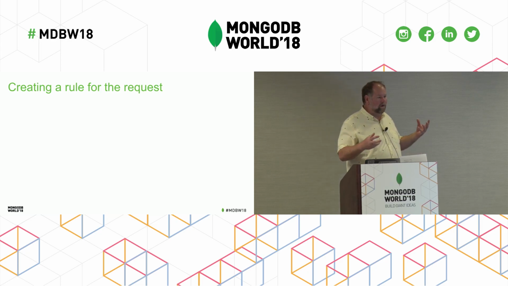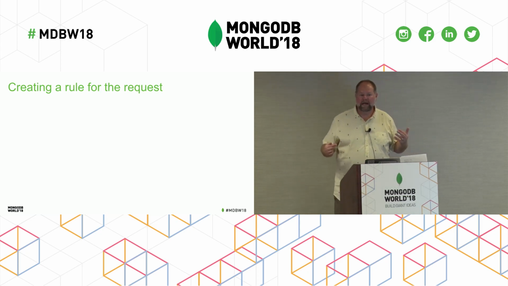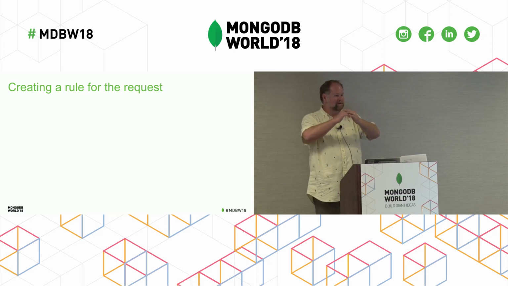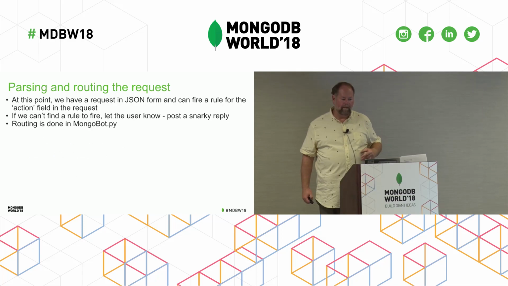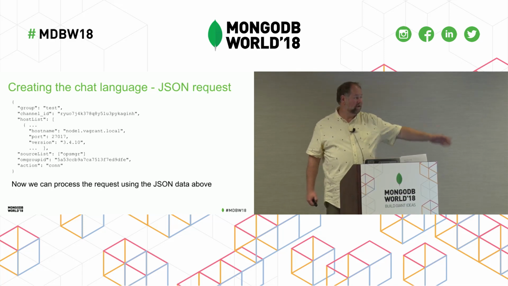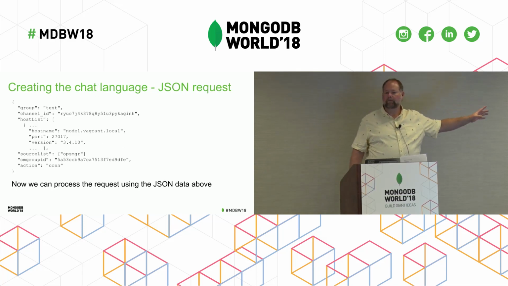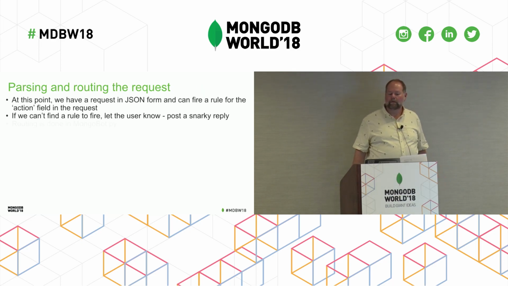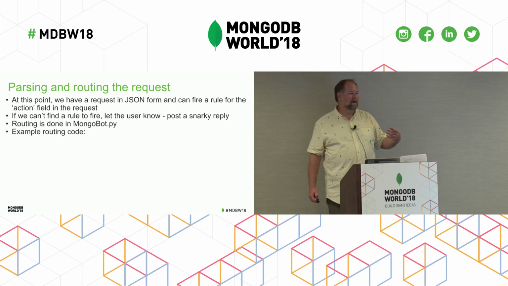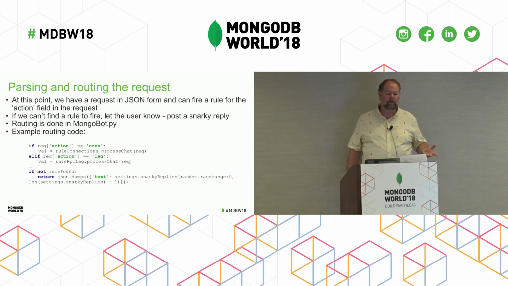So we talked about routing that chat request. We parse that chat request using our simple chat language. We return a JSON structure. Let's go back a couple slides, it looks like this. Then we can route that request to the appropriate rule. Okay. So we do that in the mongobot.py. So that's where MongoBot comes from. And then we have all these rules that we plug into it.